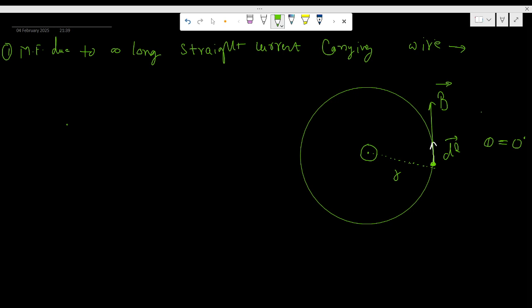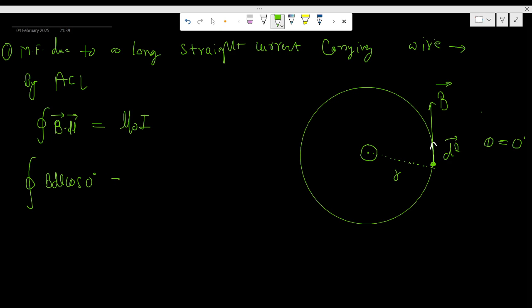And now you can apply Ampere circuital law, ACL. By ACL we can write integration of B dot dl, the magnetic field in a closed loop, is equal to mu naught times the current inside the loop. Now you can open this. So we get B dl cos 0 equals mu naught I.